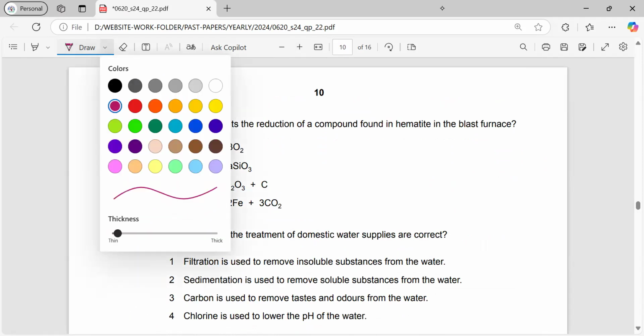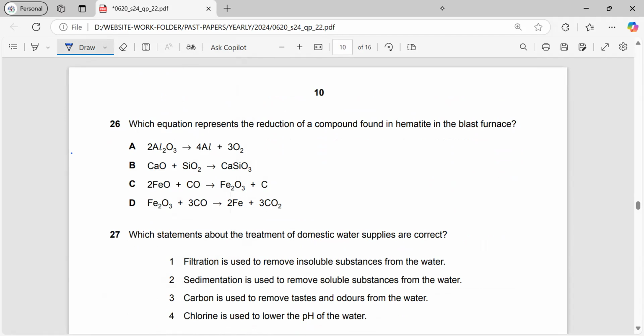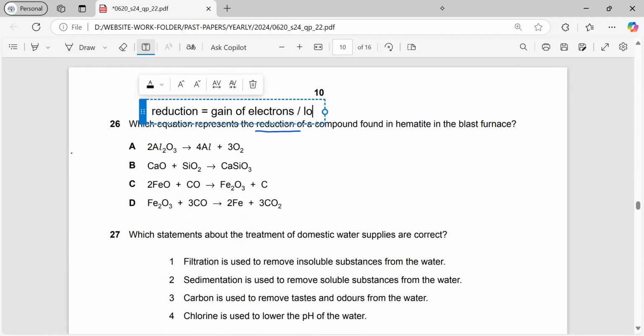Number 26. Which equation represents the reduction of a compound found in hematite in the blast furnace? Reduction, as we studied in the previous video, is either the gain of electrons or the loss of oxygen. So we have to see whether that compound is gaining electrons or maybe it is losing oxygen.